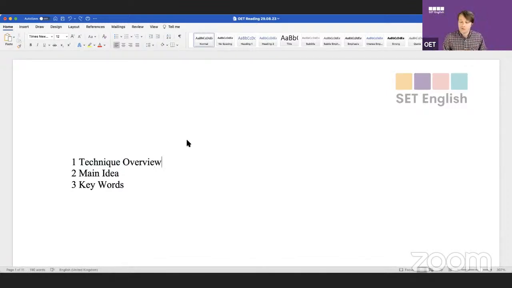Okay, so we'll start with a technique overview. That's the first thing we'll do, just to make sure everyone understands the best possible way to do this part of the exam. Then I'm going to talk about main ideas and how to find the main idea. I'll also talk about timing as well, actually. Then at the end of this class, we'll talk about keywords. And again, we'll talk about timing and keywords. Tomorrow, there will be a full mock test. So this is what we're trying to do today.